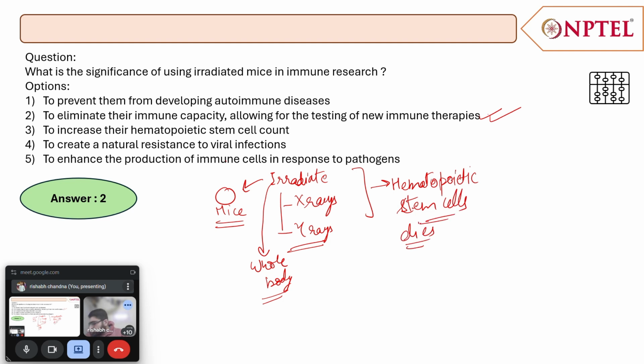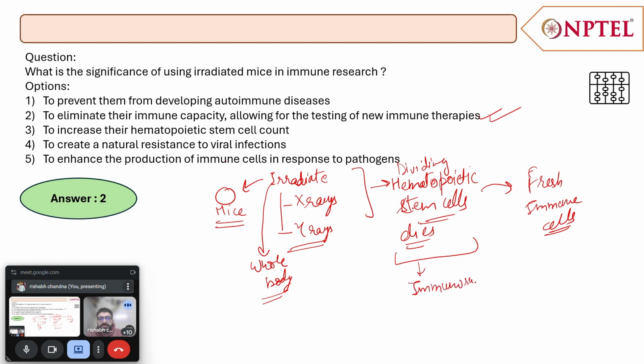That kills the dividing hematopoietic stem cells so that the mouse will not be able to produce new or fresh immune cells. This is a part of immune suppression. If the dividing hematopoietic stem cells die, this will be immunosuppression.